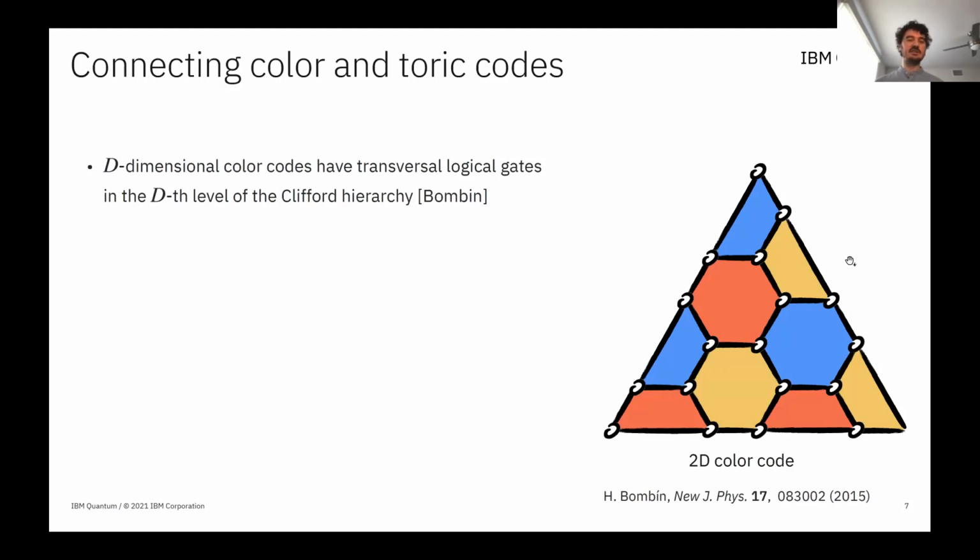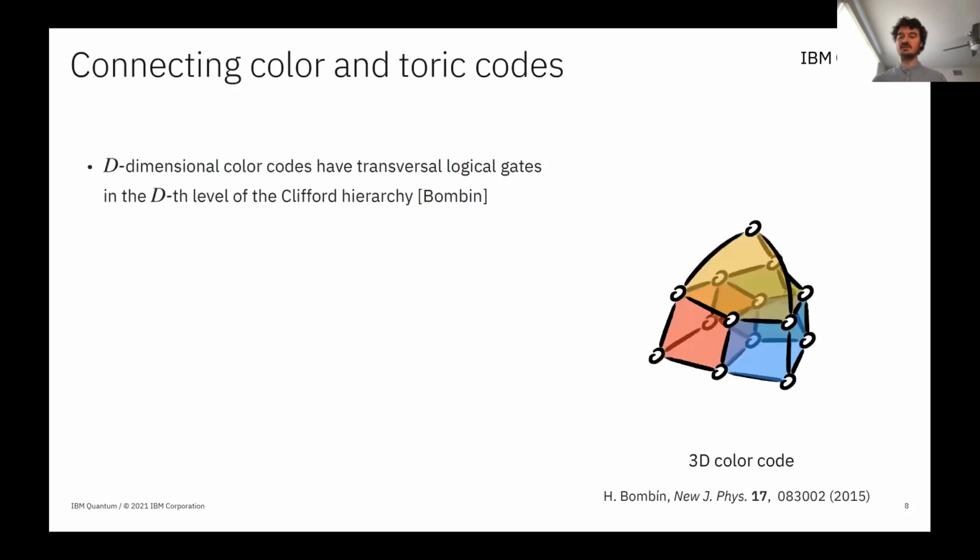You can actually saturate this bound, and that was shown by Héctor Bombín. For example, the d-dimensional color codes have transversal logical gates that are in the Dth level of the Clifford hierarchy. So for example, the 2D color code has all the Clifford gates being transversal. So that's the second level of the Clifford hierarchy. The 3D color code has a transversal T gate, but of course it will not have all of the Clifford gates as well, because that would form a universal gate set, and you can't have a universal set of transversal gates by the Eastin-Knill theorem, but you could still have a subset of these gates. So you have a transversal T gate, which is in the third level.